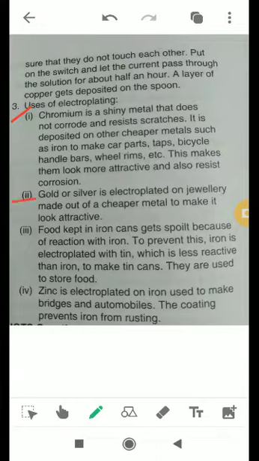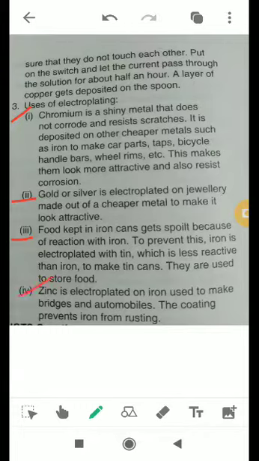Second use is gold or silver is electroplated on jewelry made out of cheaper material to make it look attractive and expensive. Third, food kept in iron can get spoiled because of reaction with iron. So to prevent this, iron is electroplated with tin, which is less reactive than iron, to make tin cans. They are used to store food.